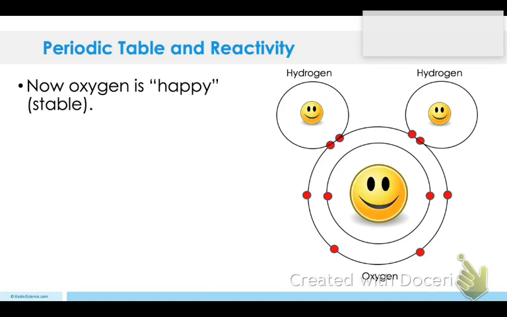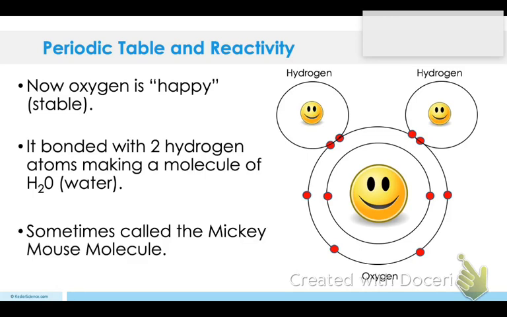So it combined with 2 hydrogen electrons. Those 6 valence electrons just kind of moved up a little bit, and it combined with the hydrogen. So now it has 8 total, and that makes it happy, and that makes it stable. And it created a water molecule.